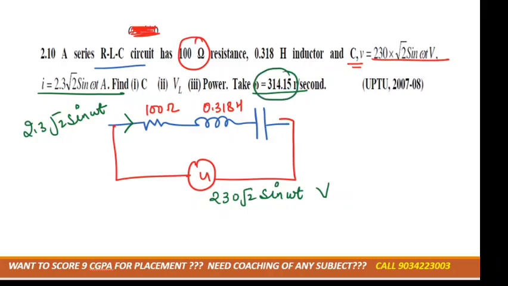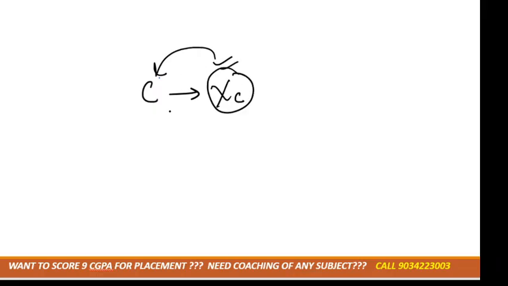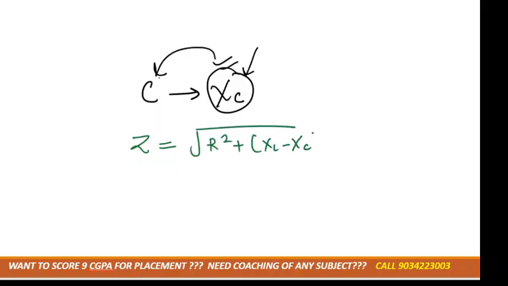So first of all we need to calculate C, right? Just you have to look out the formulas, that C is present in which formula? In XC, right? If we know the value of XC, then we can get the value of C as well. Now we have to search that XC is present in which formula. As you can see that XC is present in impedance formula. What is the formula for impedance? That is R square plus XL minus XC whole square, right?